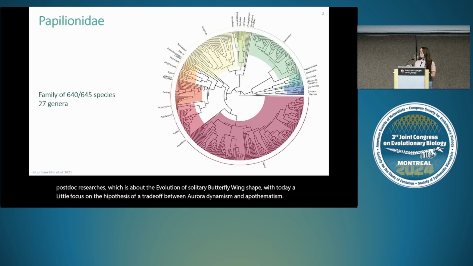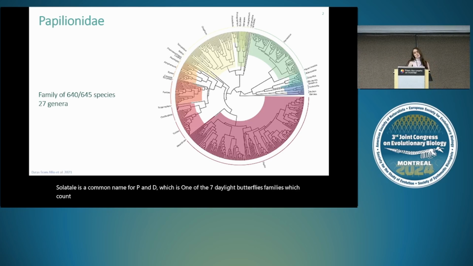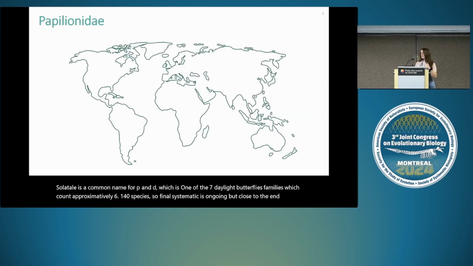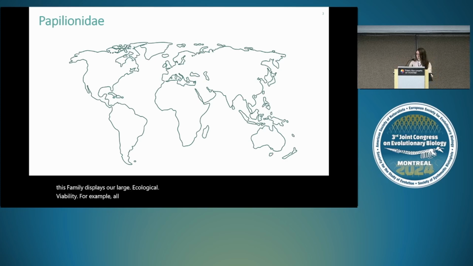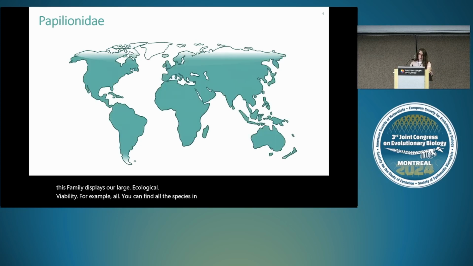Swallowtail is a common name for Papilionidae, which is one of the 7 daylight butterfly families, counting approximately 640 species. The final systematics is ongoing, but close to the end. This family displays a large ecological variability. For example, you can find species on all continents, but this family also displays a high morphological diversity.